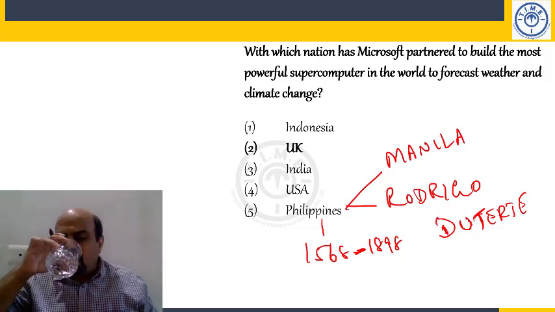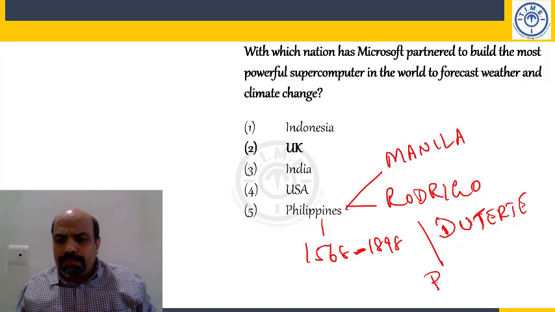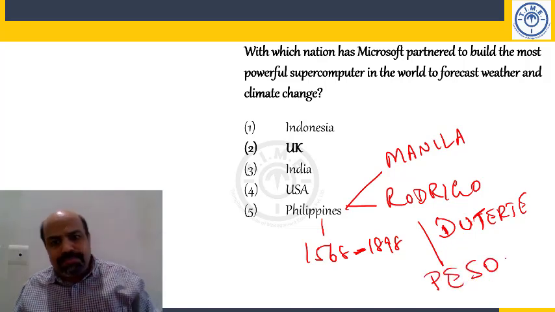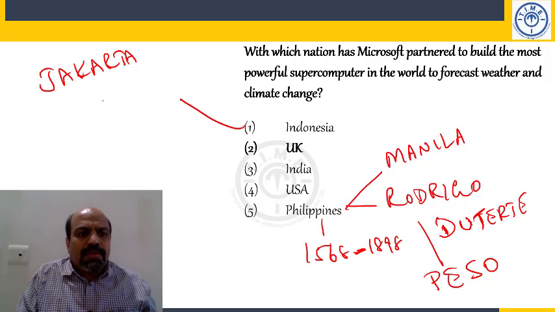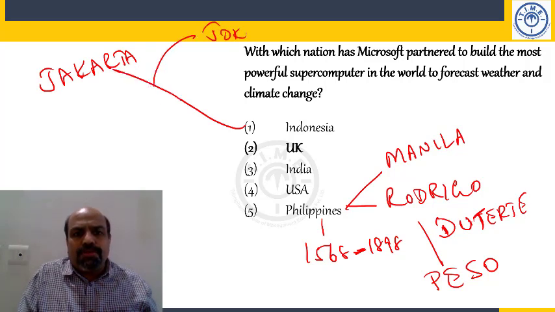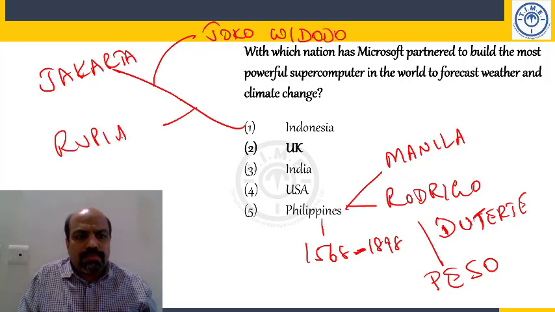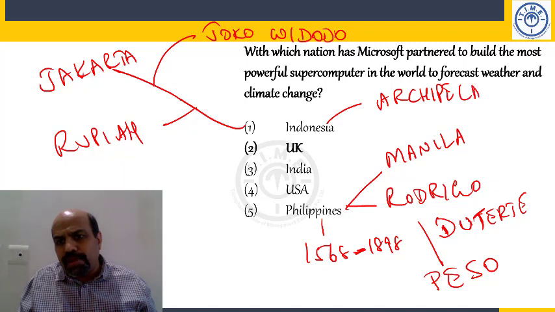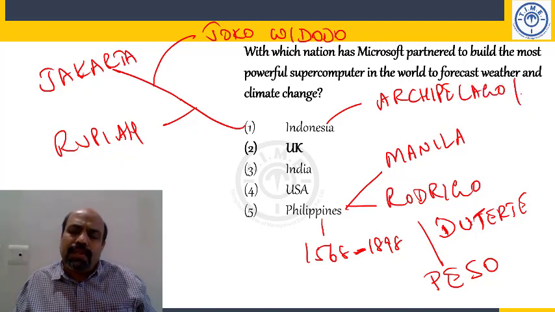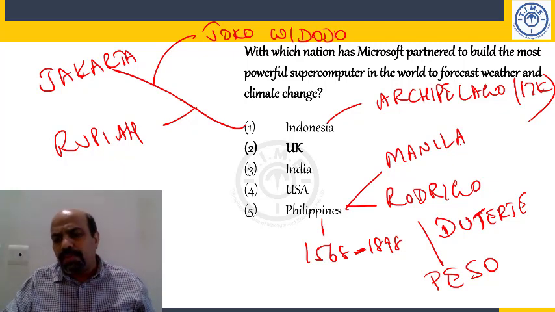Okay. And peso is the currency. Peso. Enough. Just take part. Fatafat. Jakarta, Indonesia. Jakarta. That's the capital. Joko Widodo is the president. Widodo. Currency is rupiah. One more thing you could write. World's largest archipelago. Archipelago means group of islands. It has more than 17,000 islands. More than 17,000 islands. So, okay.